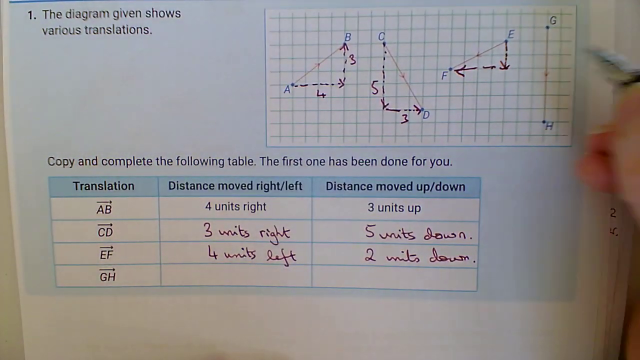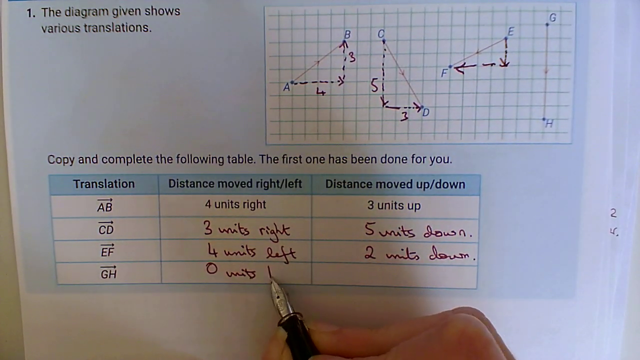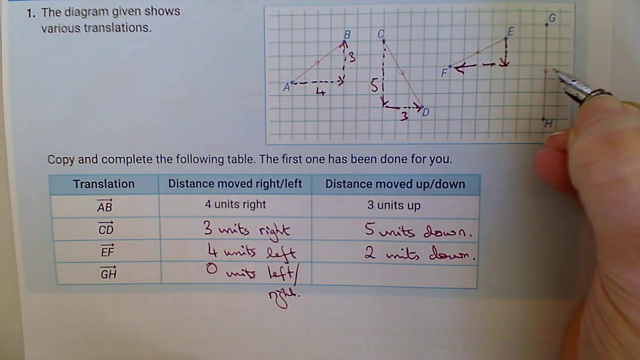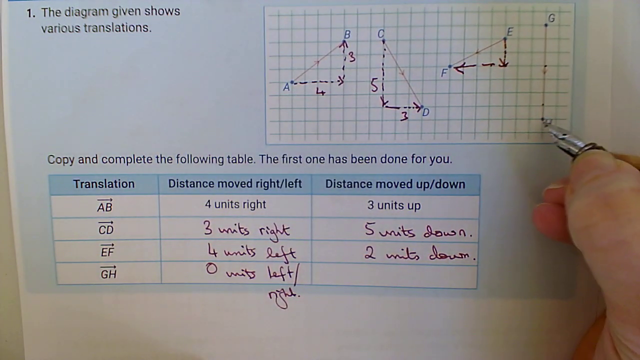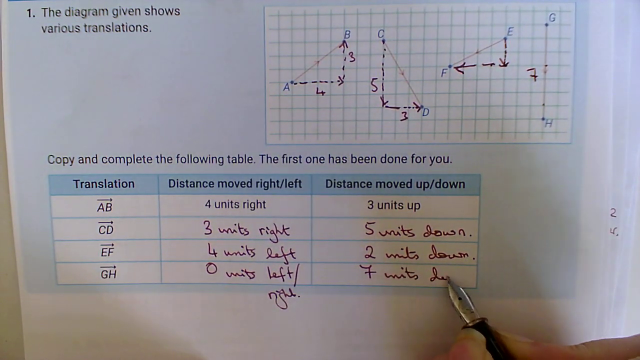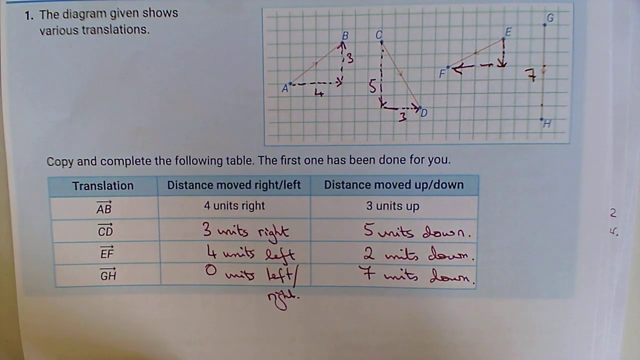And then G to H is just going down, so it's no units left or right. But we go 1, 2, 3, 4, 5, 6, 7 units down. And that's how we can describe translations, and being able to do that helps us actually to perform them. So let's go on to the other questions that you had.